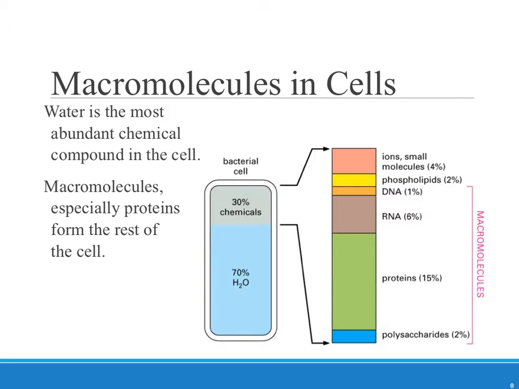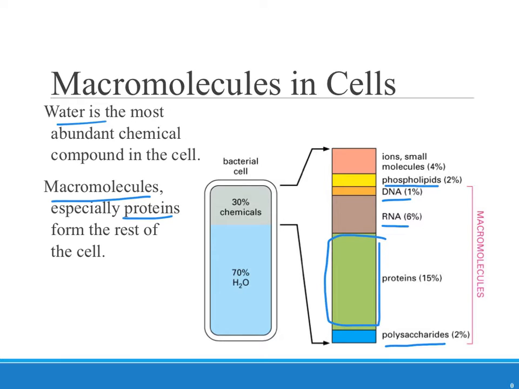Now actually water is the most abundant chemical in our cell, but when you take the water out, what is left are these macromolecules, and especially proteins. You can see proteins take up the biggest part of this bar graph on the right. Other macromolecules, polysaccharides, those are carbohydrates. DNA and RNA are nucleic acids, and then phospholipids are in your lipid category.